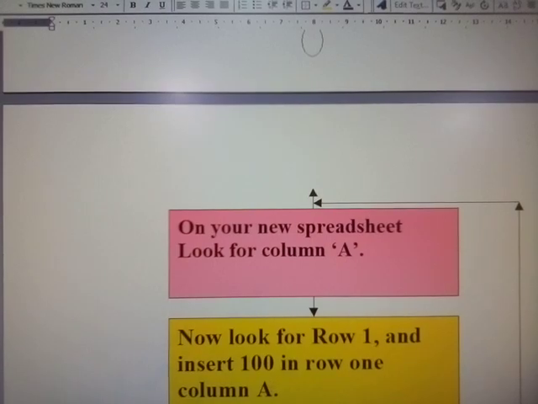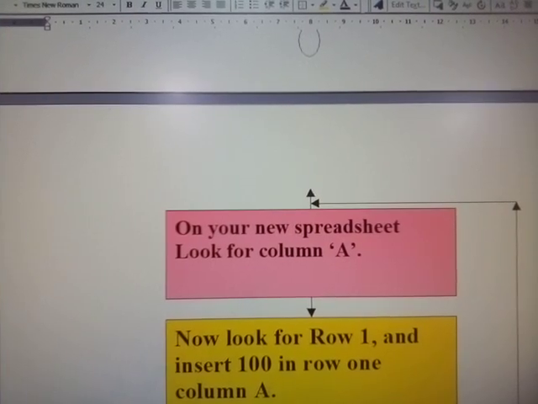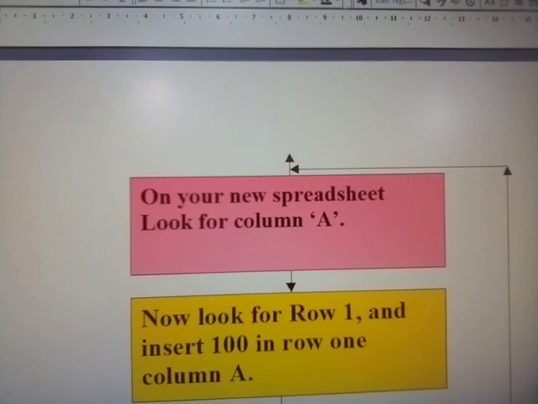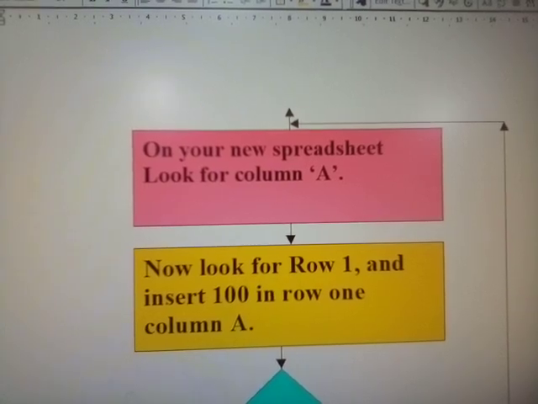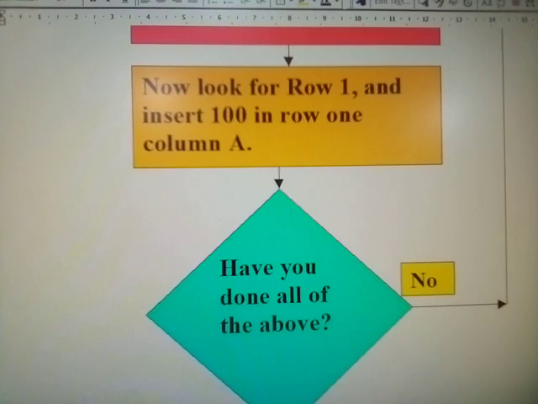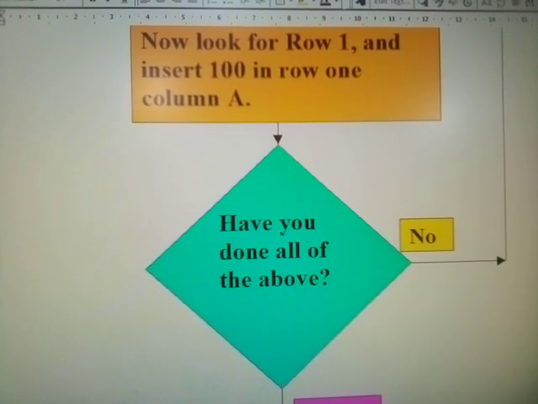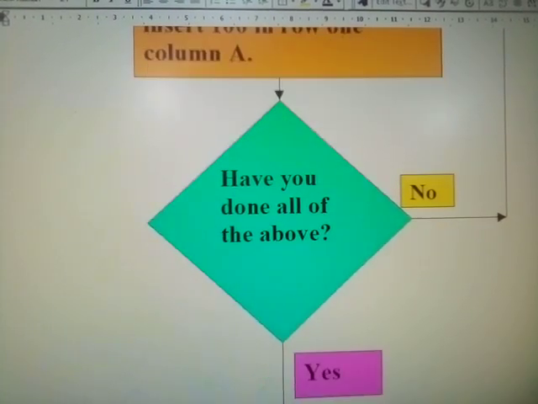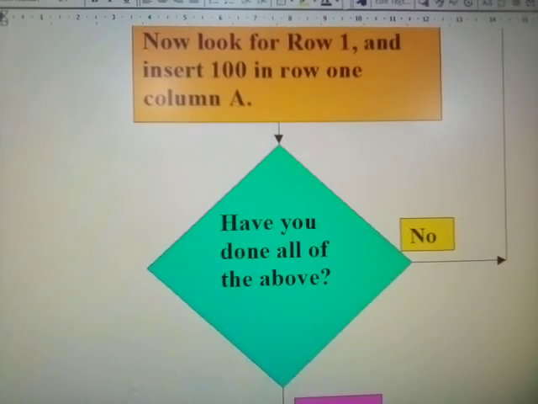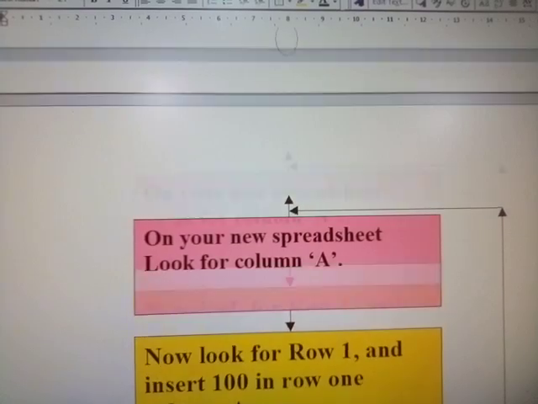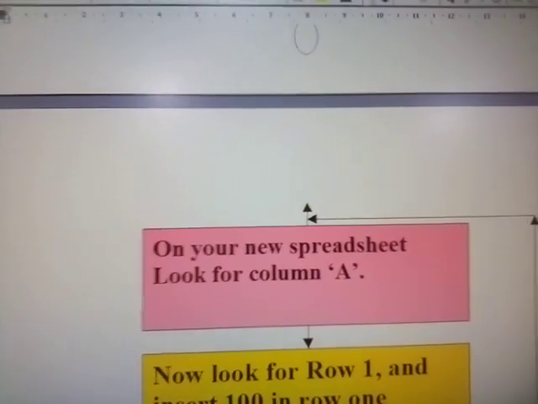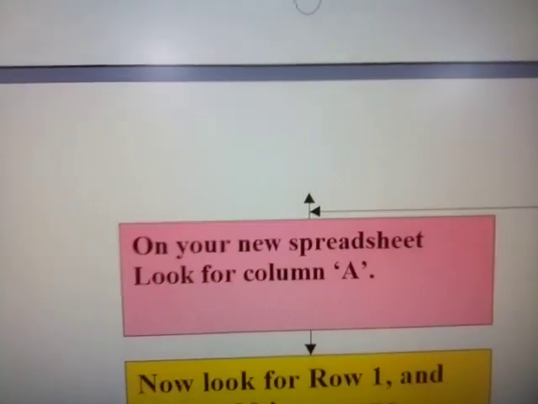On your new spreadsheet, look for column A. Now look for row 1 and insert 100 in row 1, column A. Now, have you done all of the above? If yes, you can continue. If no, you'll need to go back and get it done. And you'll see where it repeats here. So you need to go back and make sure it is done.